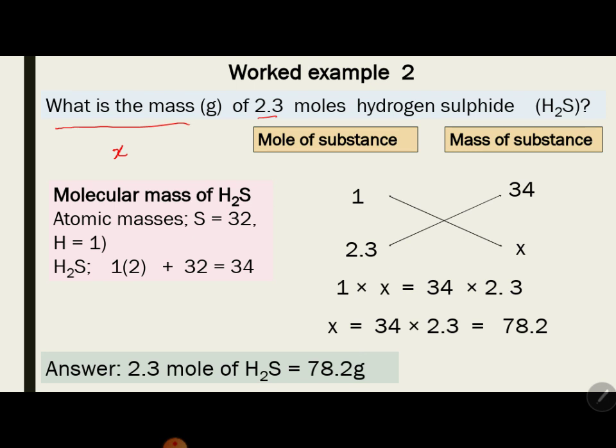So in this way you can convert mole into mass or mass into mole without using any formula.